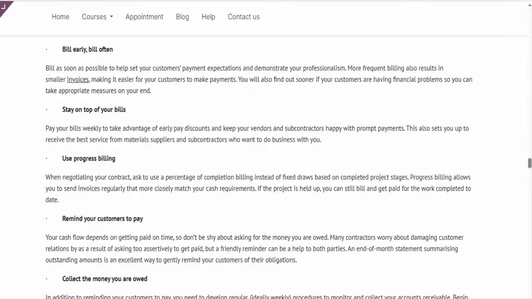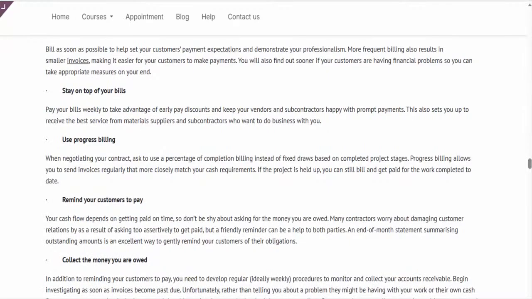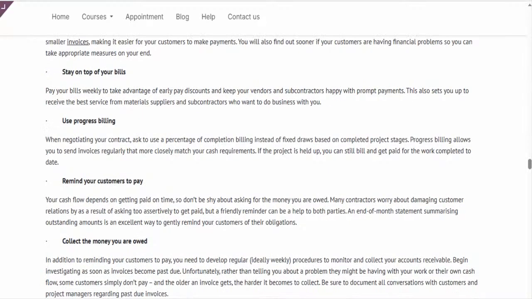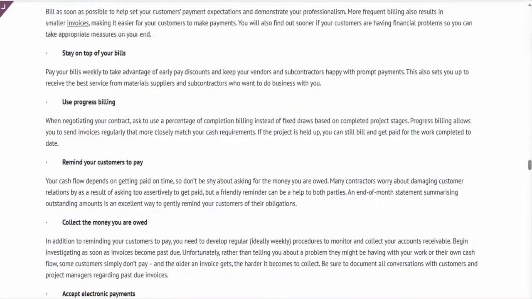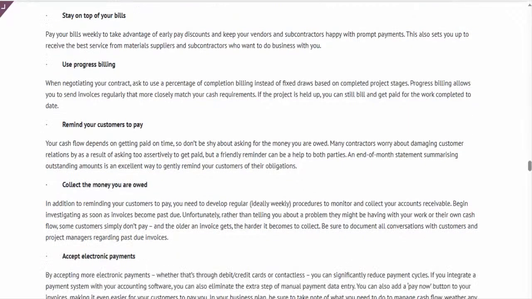Accept electronic payments. By accepting more electronic payments, whether that's through debit, credit cards or contactless, you can significantly reduce payment cycles. If you integrate a payment system with your accounting software, you can also eliminate the extra step of manual payment data entry. You can also add a Pay Now button to your invoices, making it even easier for your customers to pay you.